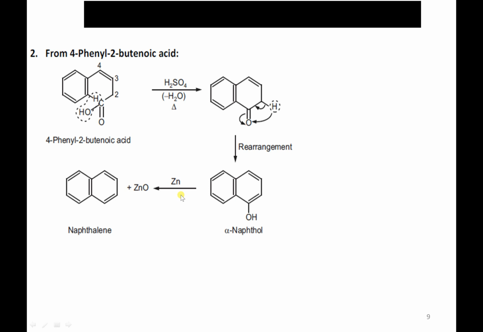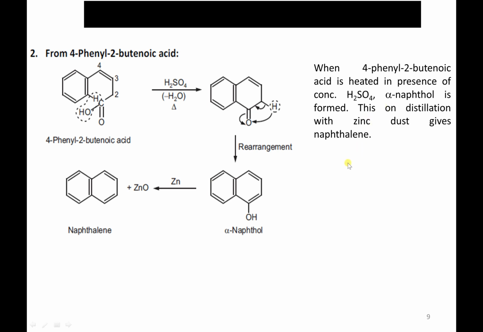And then you do the dehydrative reaction with zinc at a very high temperature. So this OH is removed, and you get zinc oxide and naphthalene. That is what is here. With zinc dust you heat it, and you remove this OH.